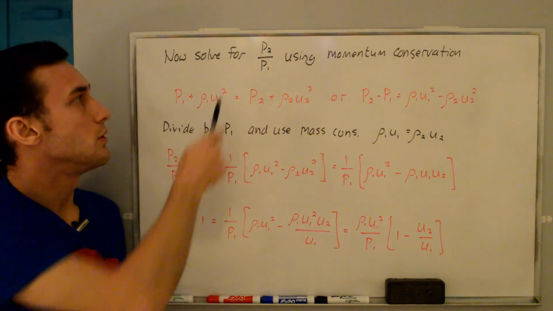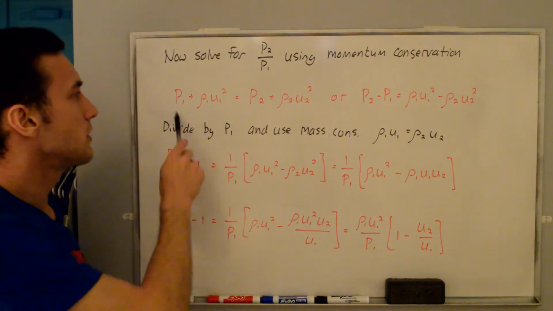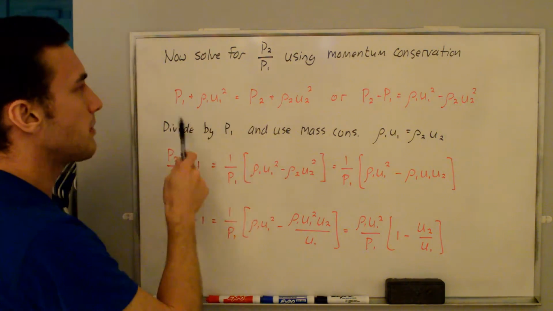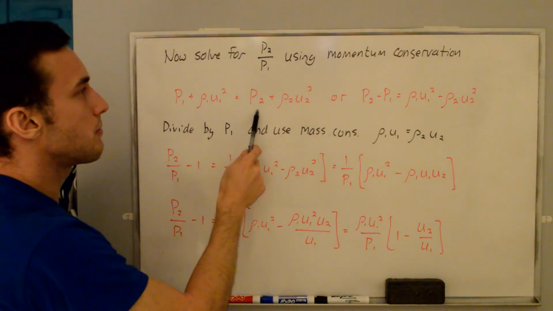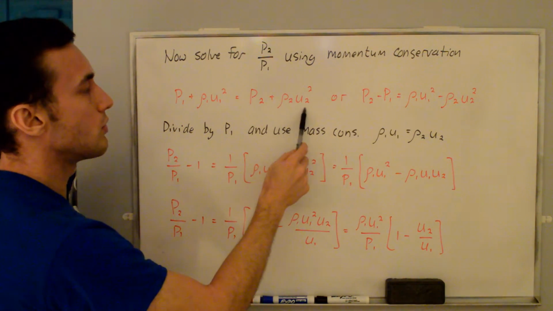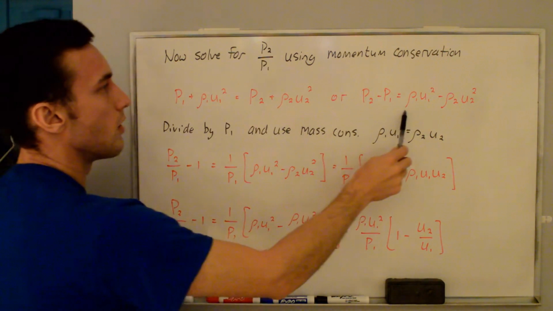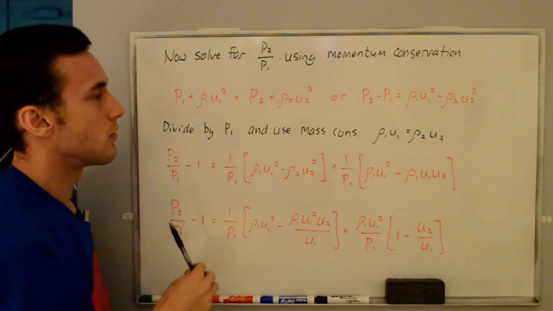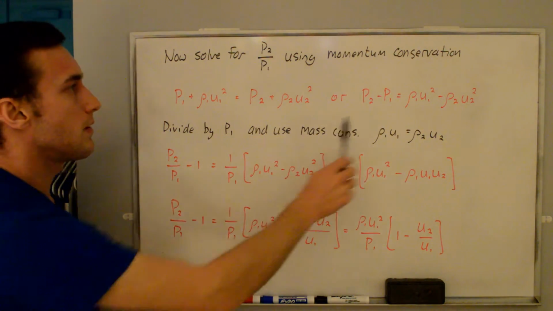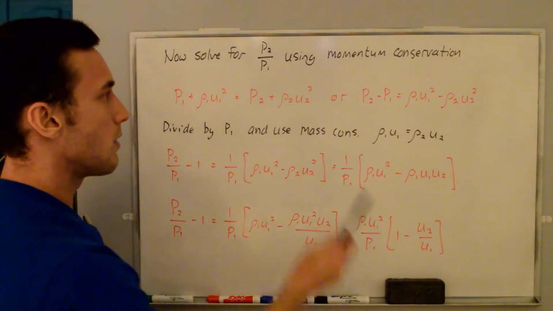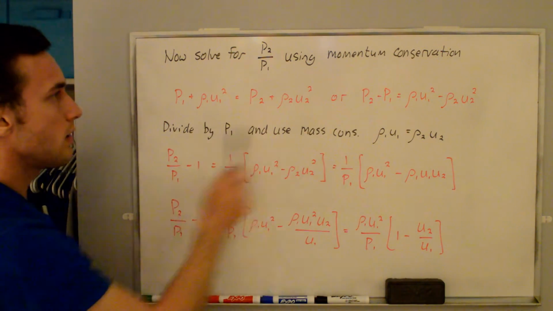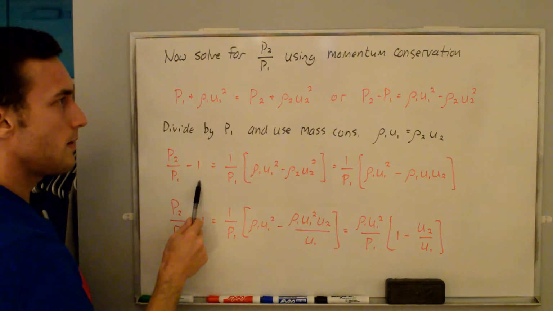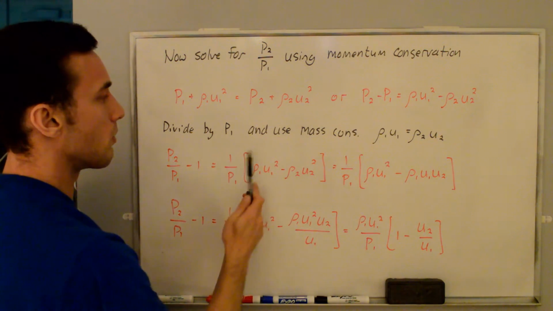Now we're going to solve for p2 over p1 using the momentum conservation equation that's repeated here. If I subtract p1 from both sides, I get p2 minus p1, and I'm also subtracting rho 2 u2 squared from both sides, so I get equals rho 1 u1 squared minus rho 2 u2 squared. If we divide this equation by p1, then we end up getting p2 over p1 minus p1 over p1, which is just 1. On the right-hand side, I have 1 over p1 with the same thing here.